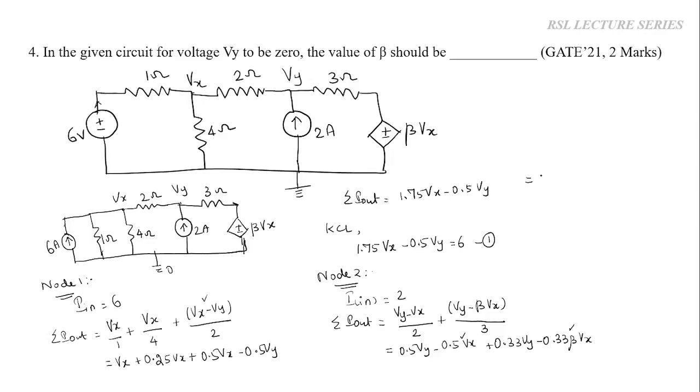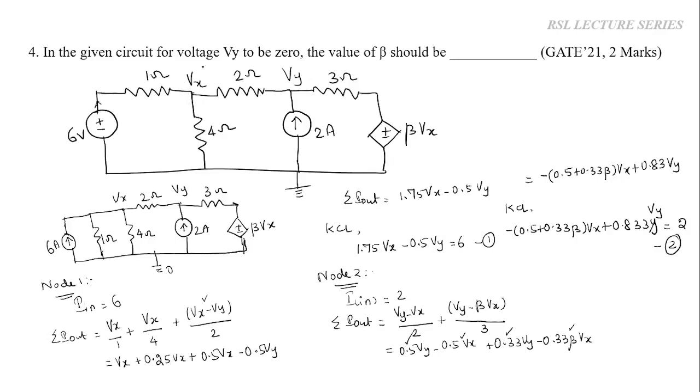For Vx we have the coefficients minus 0.5 and minus 0.33 beta. So I'm taking minus outside. The remaining terms are (0.5 plus 0.33 beta) Vx. For the Vy coefficients we have 0.5 and 0.33, so we have to add these two. This will come to 0.83 Vy. So the KCL equation for node 2 will be minus of (0.5 plus 0.33 beta) into Vx plus 0.833 Vy equal to 2. So this is equation number 2.